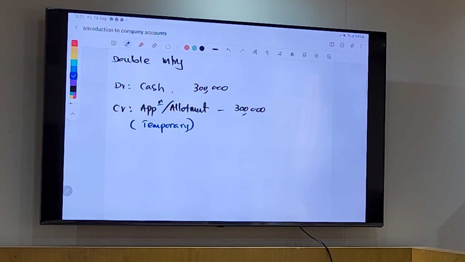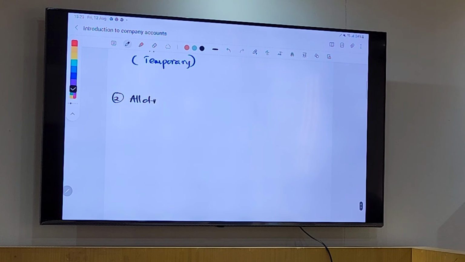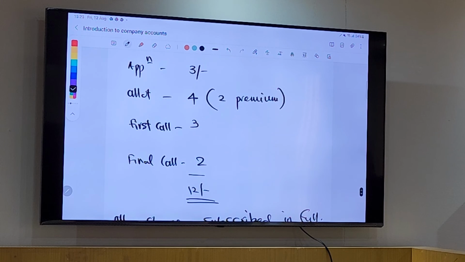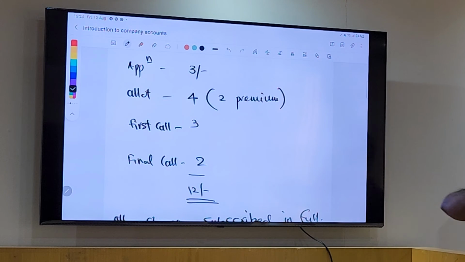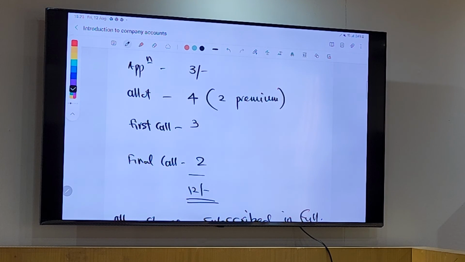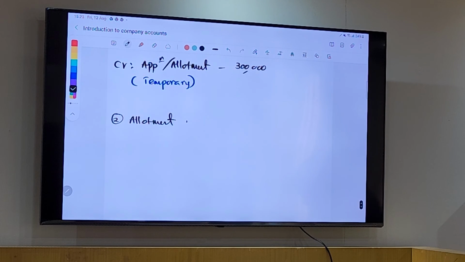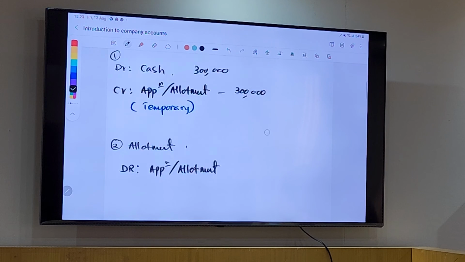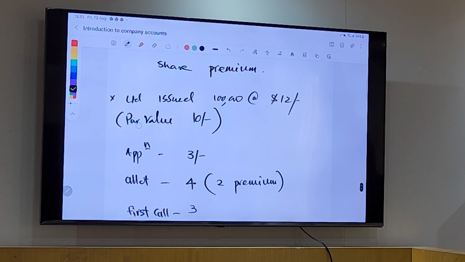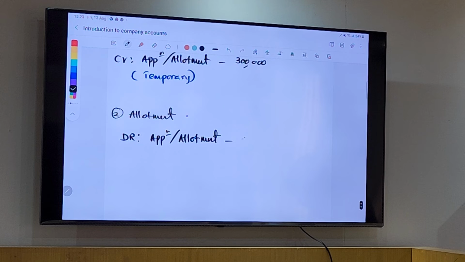So this is entry number 1. Entry number 2: include the application fee also. Total how much? 7. You should allot 7. When you are allotting, you will debit application and allotment. 7 into how many shares? 100,000. So you will debit 700,000. Now this is the first entry point in the share capital.